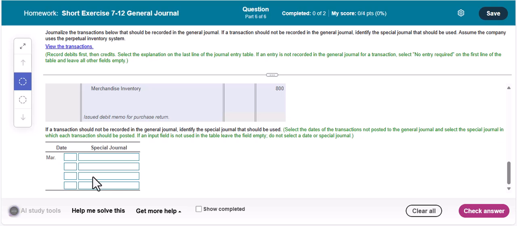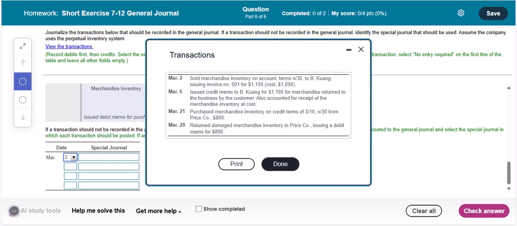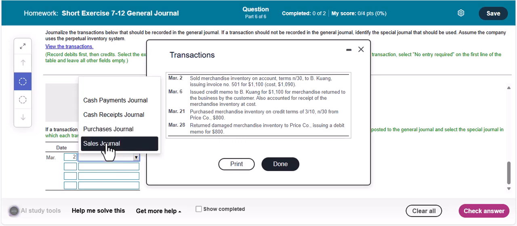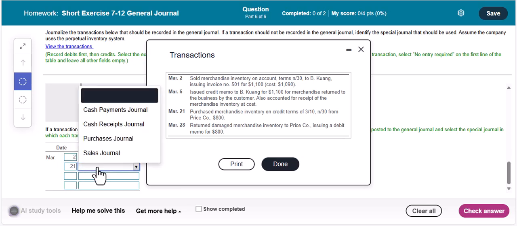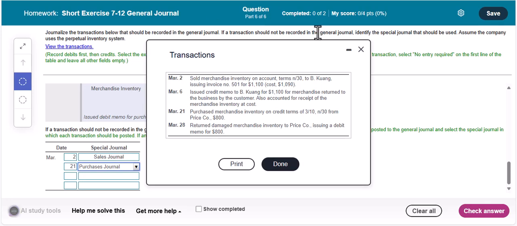So for the March 2nd one, I'm going to input March 2nd, and we're going to take a look at that transaction. It says we sold inventory on account, and so that goes in the sales journal. And then the other transaction that we did not enter into the general journal was the March 21st transaction. Here we purchased inventory on credit, which means we purchased inventory on account. And purchases on account go into the purchases journal. So we'll input the 21st and purchases journal. So let's go ahead and check our answer.